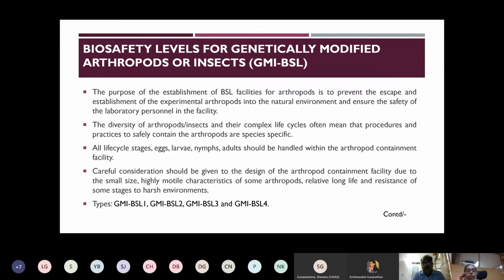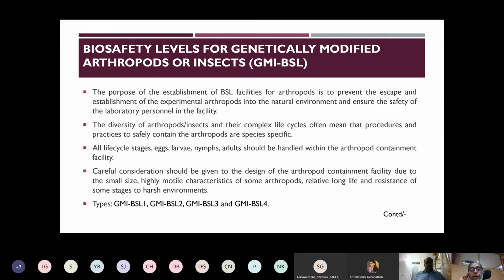But in case of arthropods and insects, we also discussed yesterday that they have variable characteristics and complex life cycles. So the procedures and practices will have to be species specific. And the third most important point is that all life cycle stages, eggs, larvae, nymph, adult, all have to be handled within the containment facility.